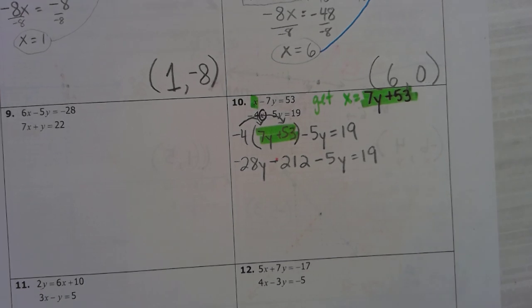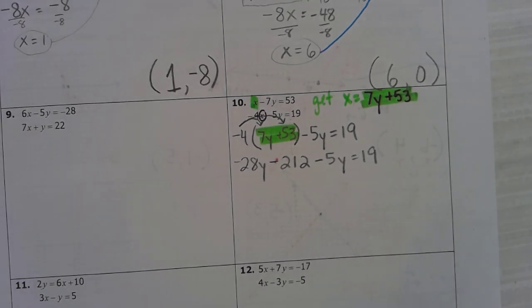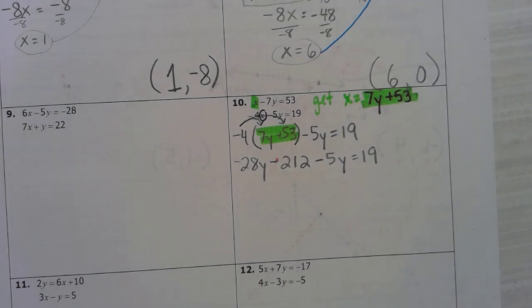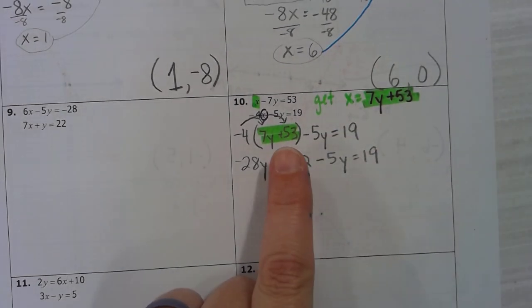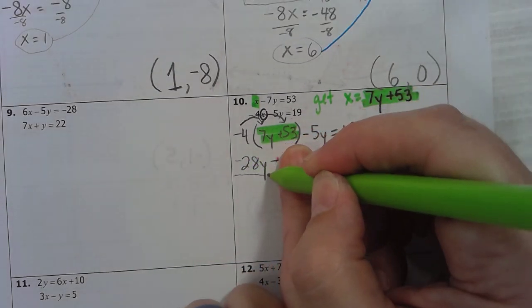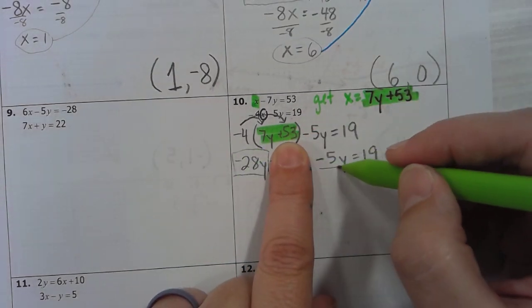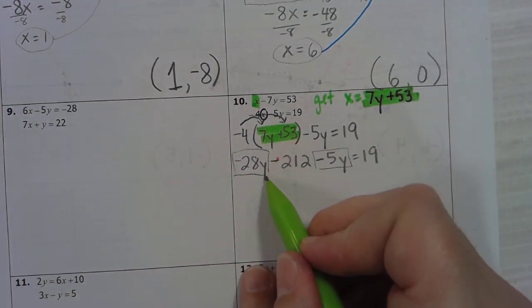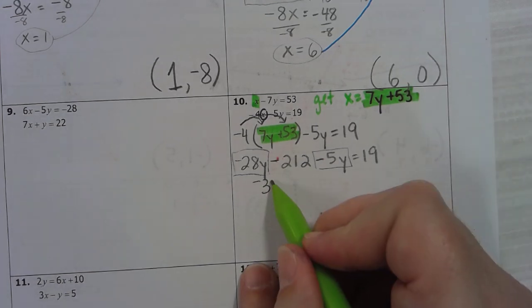Okay, here's where people were messing up. See how these y's are on the same side? So I don't want to do the opposite, because the opposite's going to move them across the equal sign. So I'm just going to pretend that this minus 212 isn't here right now. And I have negative 28y take away 5 more y. Combine those together. Negative 28 take away 5 more makes negative 33.